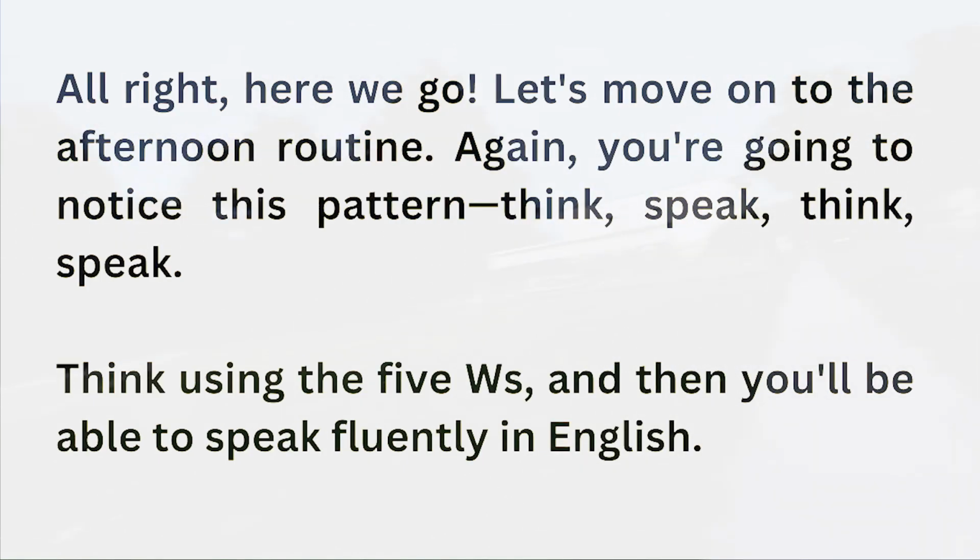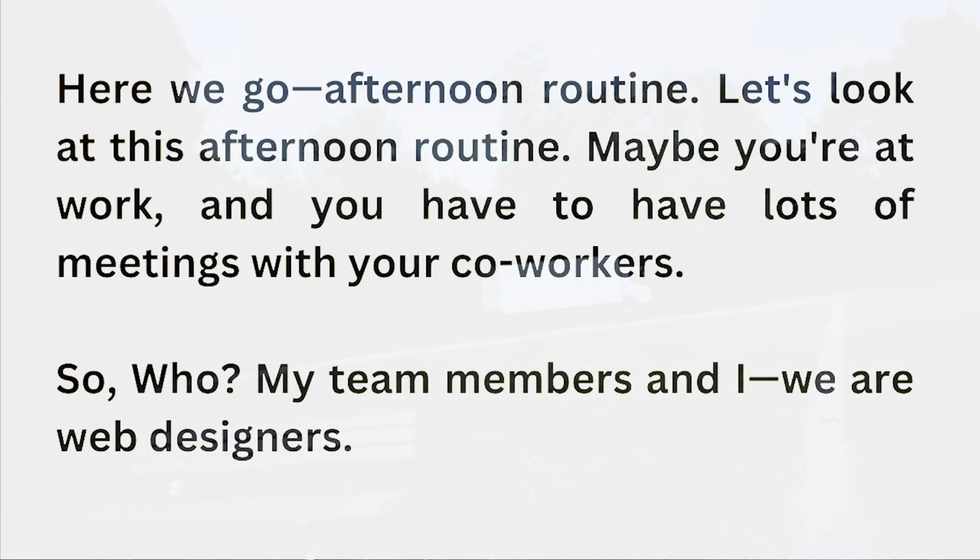All right, here we go. Let's move on to the afternoon routine. Again, you're going to notice this pattern. Think, speak, think, speak. Think using the 5 W's, and then you'll be able to speak fluently in English. Here we go. Afternoon routine. Let's look at this afternoon routine. Maybe you're at work, and you have to have lots of meetings with your coworkers.